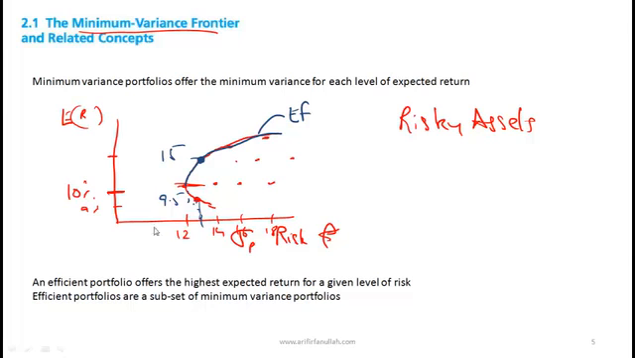Why people worry about this part at the bottom, I don't know, but finance theory likes to identify minimum variance portfolios, which are all these, and then the efficient frontier is only the blue part, which is the maximum return for a given level of risk.